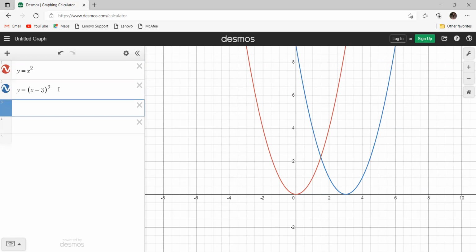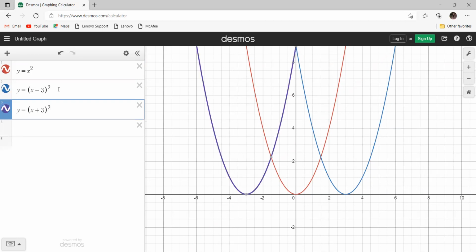Now let us take a look at this case. Y is equal to x plus 3 to the second power. Well, if I add 3, I'm shifting the graph to the left-hand side. Take a look at this. Negative 3 and 0, 0 and 0, and then I have 3 and 0. Wow. So if I change my x, I see a change on the x-axis, a horizontal shift.